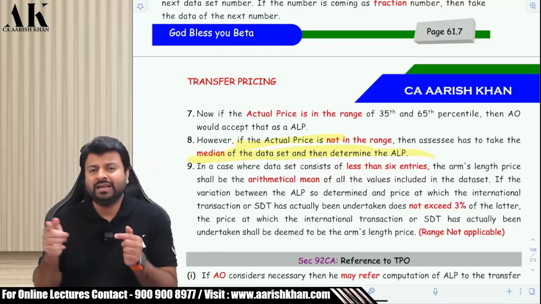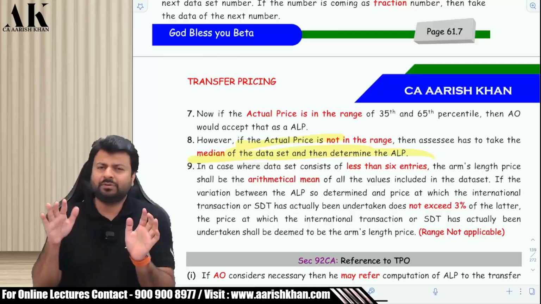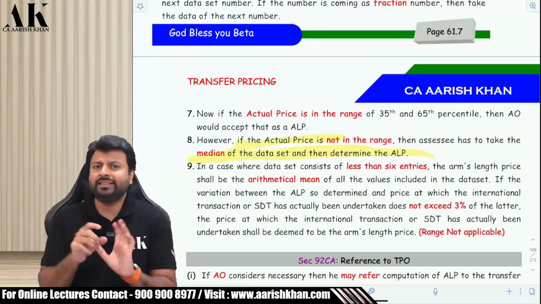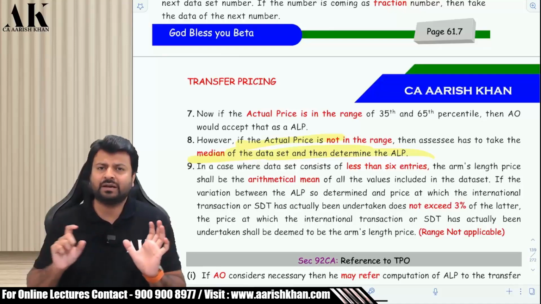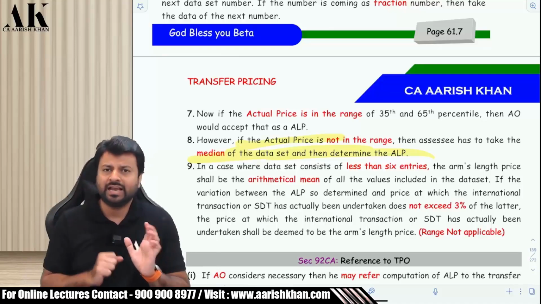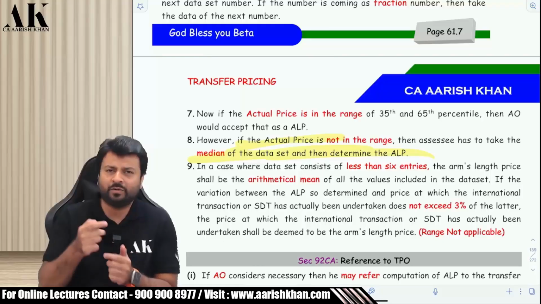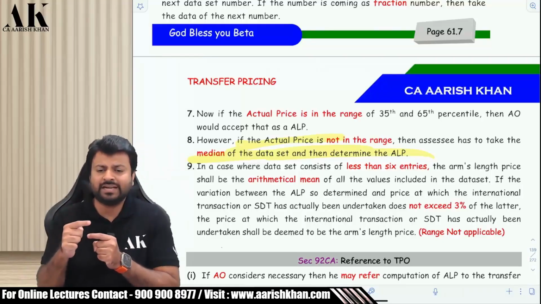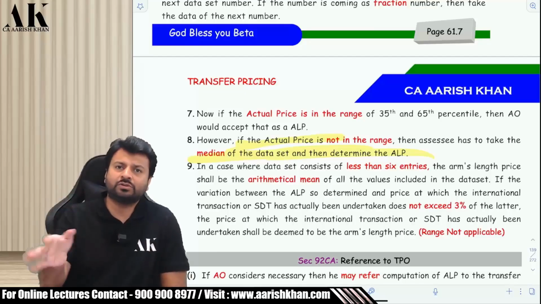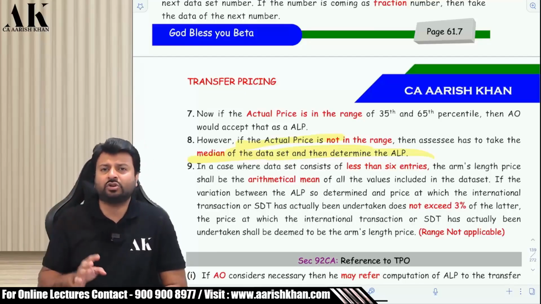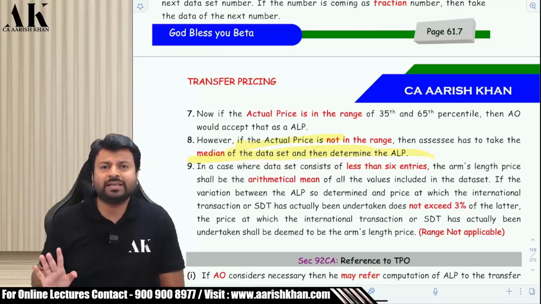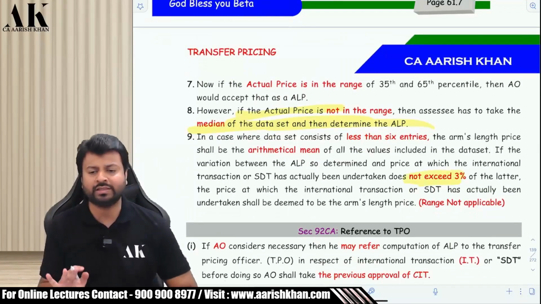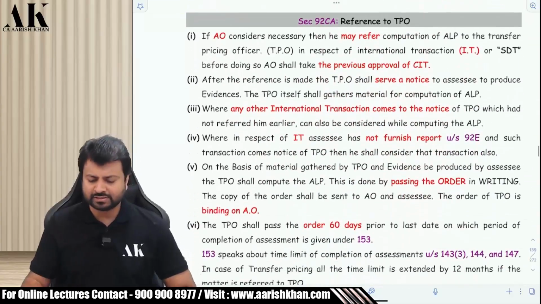Suppose for example there are only 5 entries, so I cannot follow the range concept, and I have to take the arithmetic mean. The arithmetic mean of the 5 items comes to, say, 103 rupees, and your actual transaction price is 102 rupees. Now the difference between the two is not more than 3%, so in that case you are not supposed to follow the range concept. You are supposed to follow the original price at which you did the transaction. So you have to check this 3% criterion, which is very important. So this is what the range concept is all about.